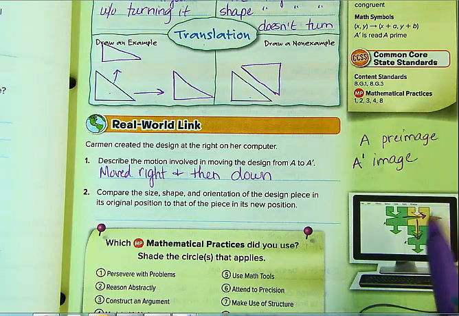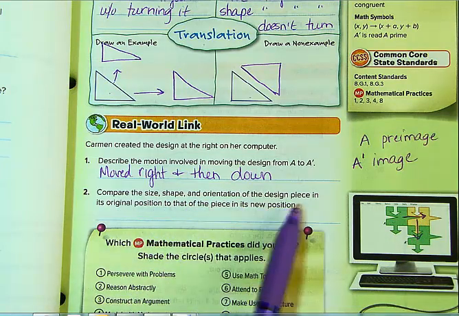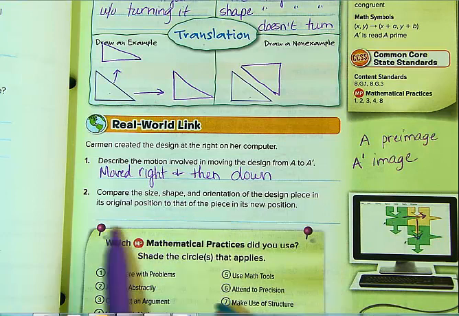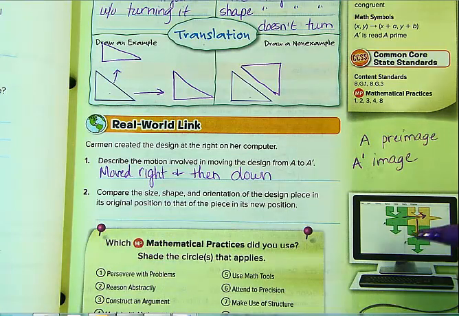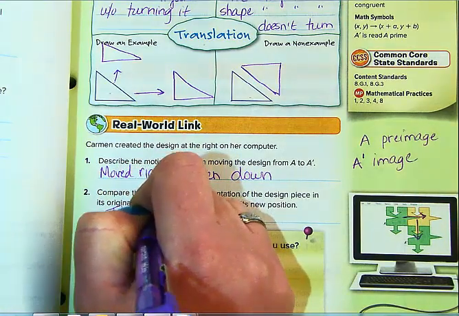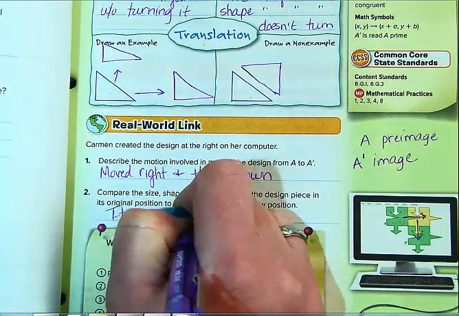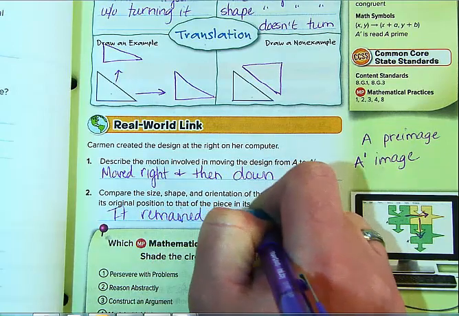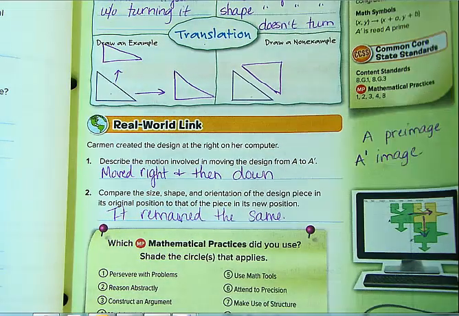Okay? It says compare the size, shape, and orientation of the design piece in its original position to that of the piece in its new position. Well, has the size changed? No. Has the shape changed? No, it's the exact same shape. And has the orientation, which way it is facing, changed? Well, no, this arrow right here is still facing down, this arrow right here is still facing down. So the answer is it remains the same. None of those things changed. It just moved from one place to another.